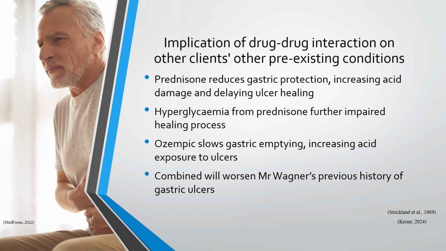By weakening the protective mechanisms of the stomach, prednisone heightens the vulnerability of gastric epithelium to acid-induced damage, which in turn hinders ulcer recovery. Additionally, high blood sugar levels are linked to increased oxidative stress, weakened immune response, and slowed tissue regeneration, which negatively impacts the repair of the gastrointestinal mucosa. Ozempic slows the process of gastric emptying, which may lengthen the exposure of the ulcerated lining to gastric acids, which can intensify the symptoms of gastric ulcers.